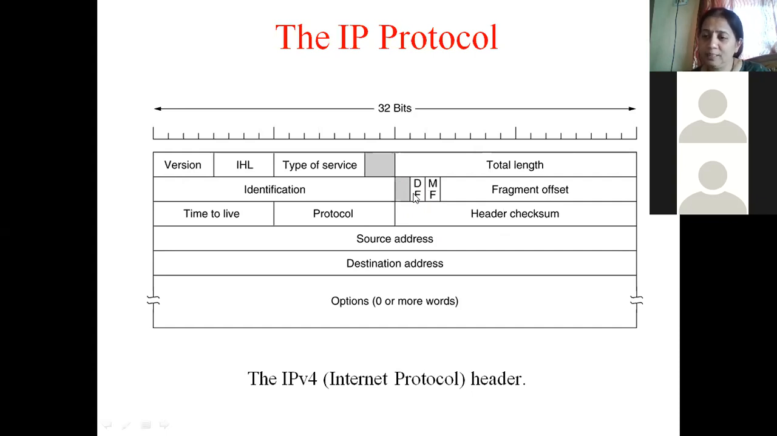Don't fragment means we are imposing a restriction on the router that a particular packet cannot be divided into smaller chunks. It may so happen that we don't want a packet to be fragmented. Maybe some part of the data is confidential, and we do not wish fragmentation to happen there. That's why the DF bit can be set to 1 at the source. If it is set to 1 at the source, the router will not fragment it.